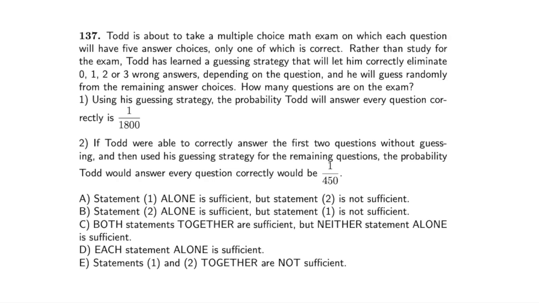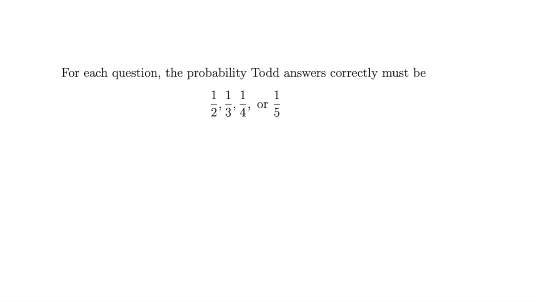So this question combines probability and prime factorization, or number theory. And if for each question Todd can eliminate between 0 and 3 wrong answers, then for each question he'll be guessing with a probability of 1/5, 1/4, 1/3, or 1/2, depending on how many wrong answers he can eliminate. And to work out the probability that Todd answers every question correctly, we'll just be multiplying together several fractions that look like these.